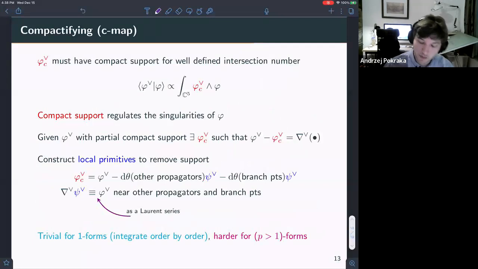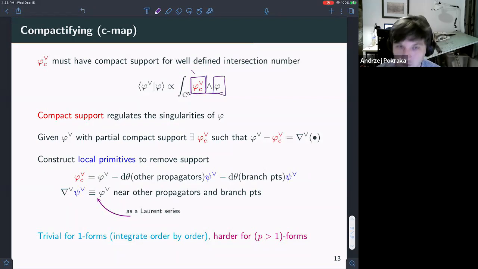Okay, so the second thing I want to expand on is why we need to go through this compactifying procedure. As I said back at the beginning of this talk, the intersection number is simply defined. I take an element from the Feynman integral space, a Feynman form, and a dual form, and I wedge them together and integrate over the full space. For this to be an actual well-defined operation, this dual form has to have compact support around the singularities of my Feynman integral. Otherwise, it would just be nonsense.